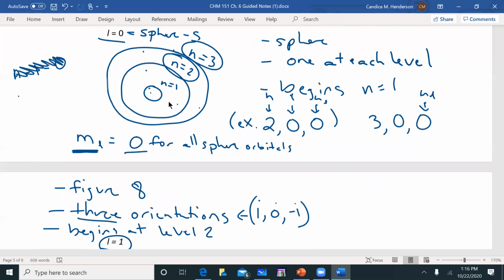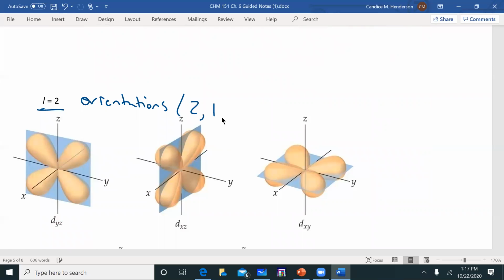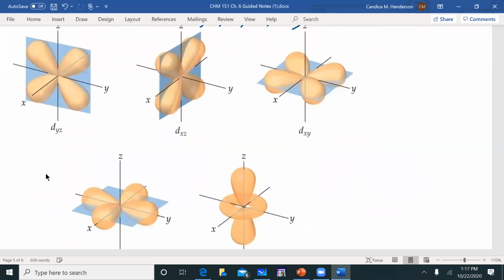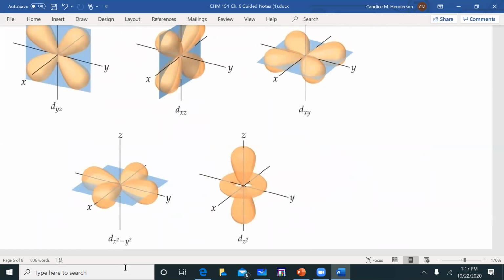Are going to be my L value: 2, 1, 0, minus 1, minus 2. So you stretch from the positive value to the negative value, hitting each integer. How many values? 1, 2, 3, 4, 5. There are 5 possible orientations.